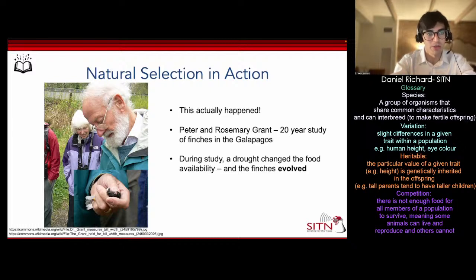And they were actually able to observe that indeed the average size of the beak in those finches actually changed over time in response to that change in their environment. And so they were able to observe evolution happening in real time.